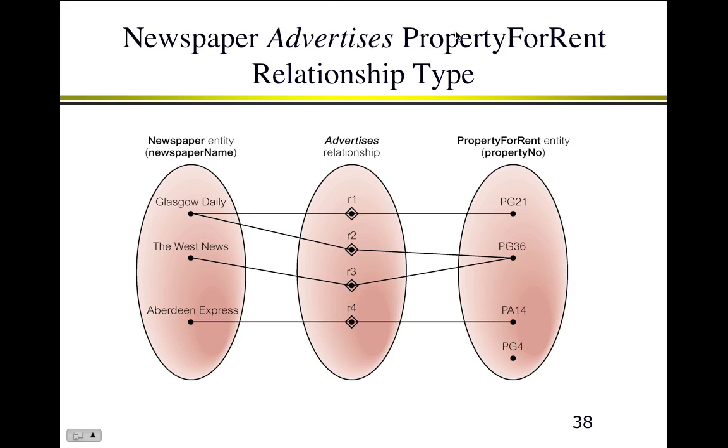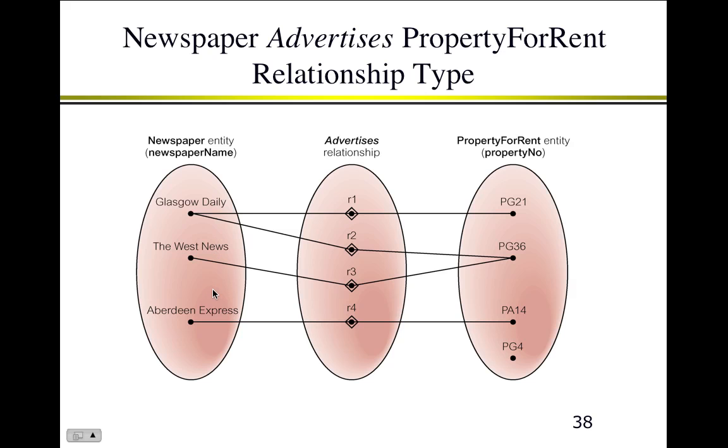So here we have newspapers that advertise property for rent as the relationship type. So here we have advertises. One newspaper might advertise property for rent. I don't know the names of these newspapers. I should probably change them to something like Mercury News or something. Advertises, we have two relationships with two different properties for rent. Here we have one property for rent that's in two different newspapers.